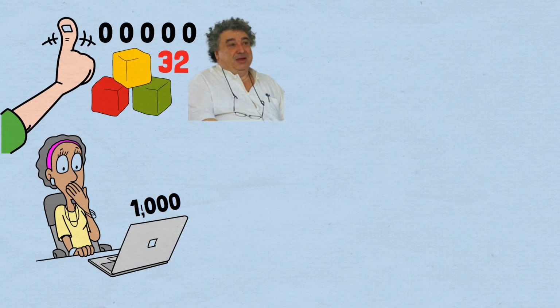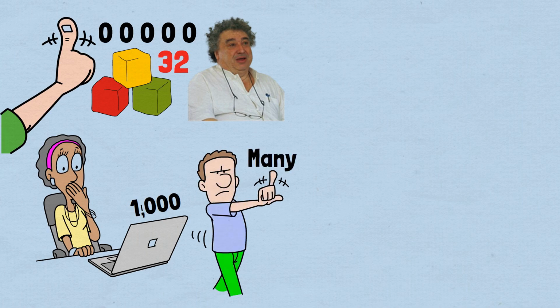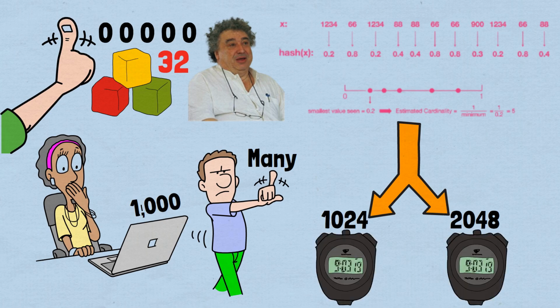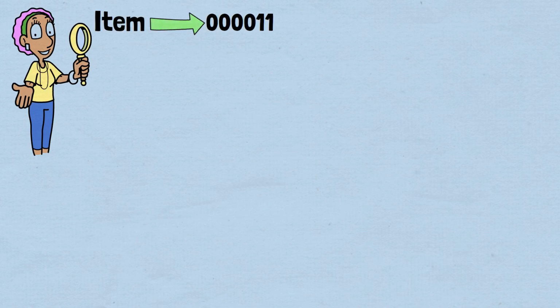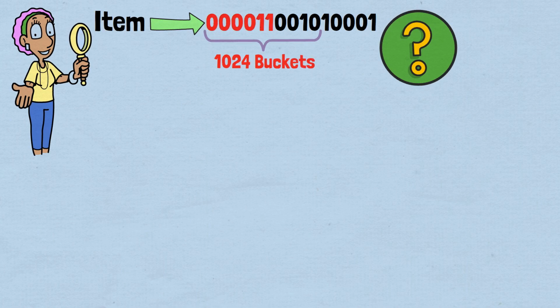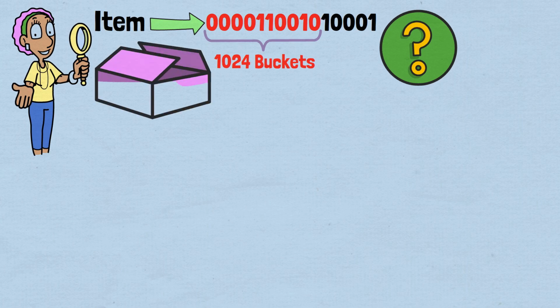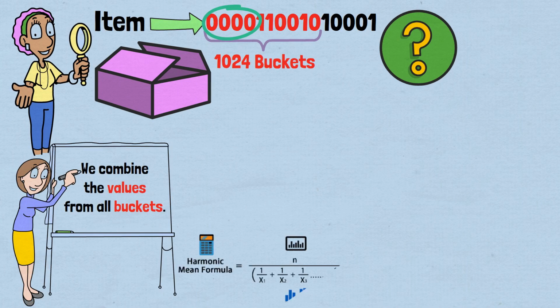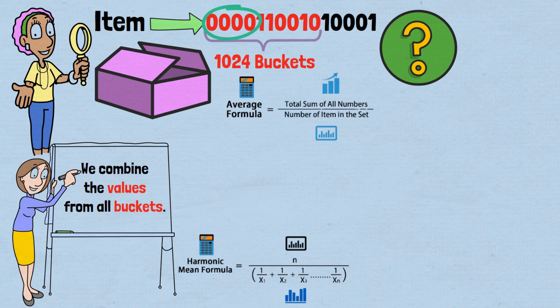Flajolet's solution was elegantly simple. Don't use just one counter, use many. HyperLogLog divides all possible inputs into buckets, typically 1,024 or 2,048 of them, and keeps a separate counter for each bucket. Here's how the bucketing works. 1. When an item is hashed, we use the first few bits of the hash to determine which bucket the item belongs to. For example, with 1,024 buckets, we'd use the first 10 bits to select a bucket. 2. For each bucket, we track the maximum number of leading zeros seen in the remaining bits of the hash. 3. When we want our final estimate, we combine the values from all buckets. Originally, this was done using a harmonic mean, though newer versions use other averaging techniques.